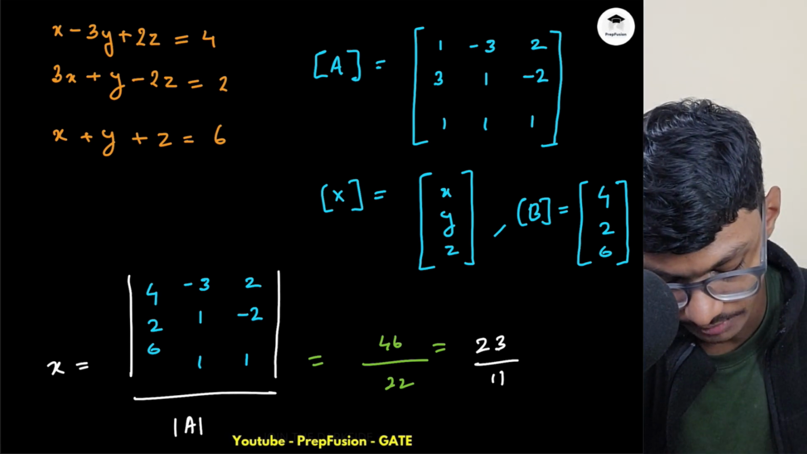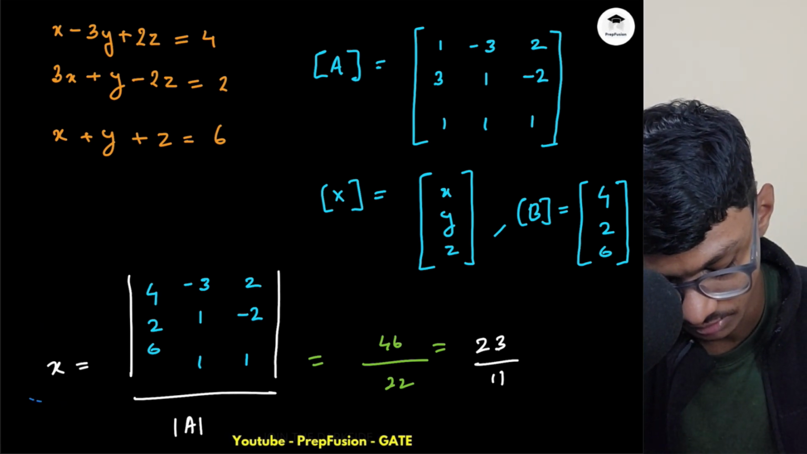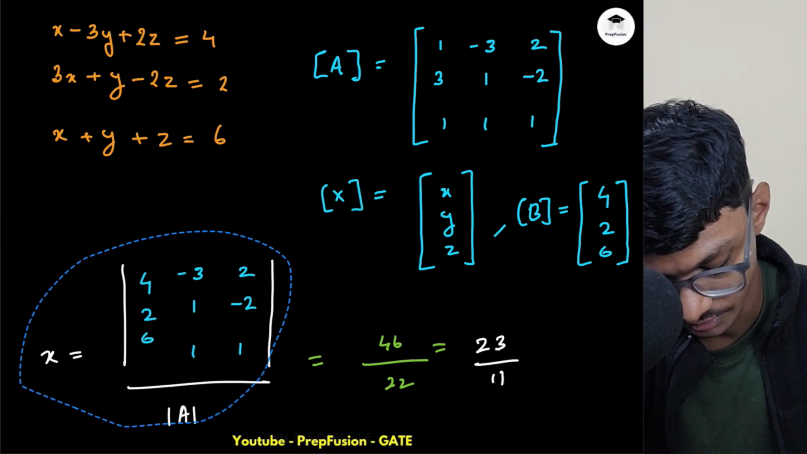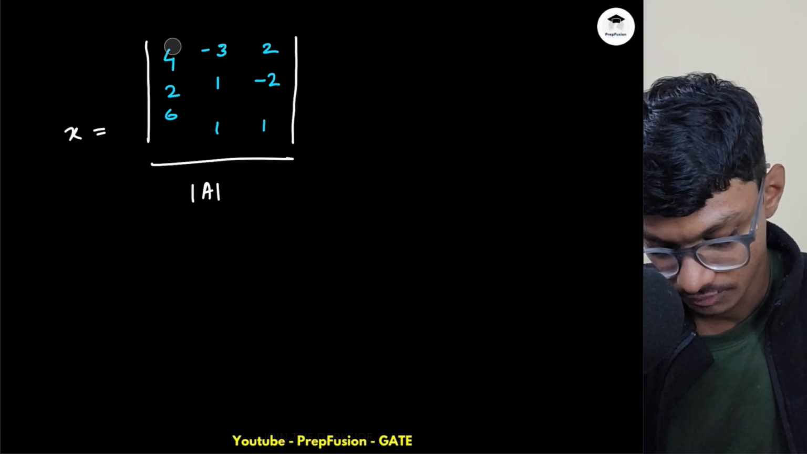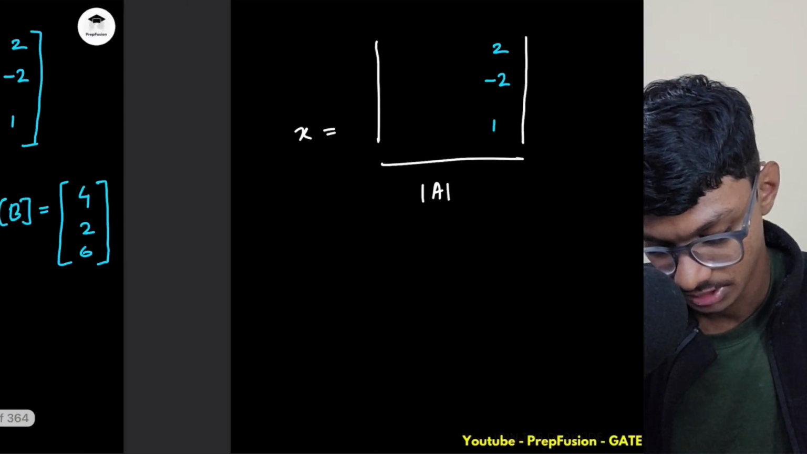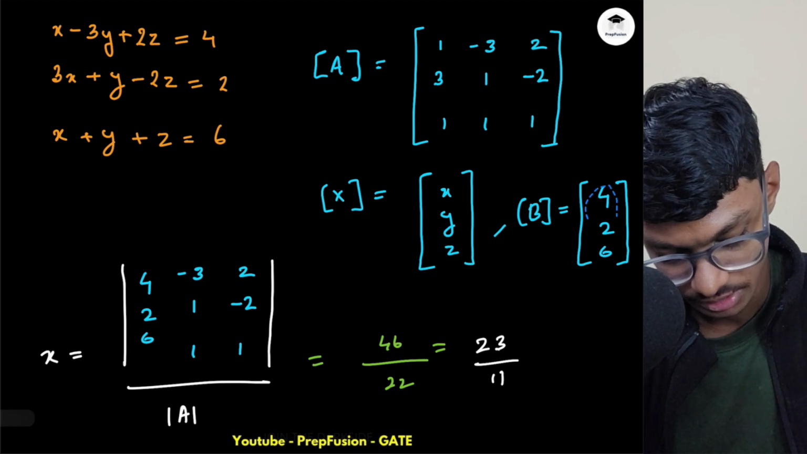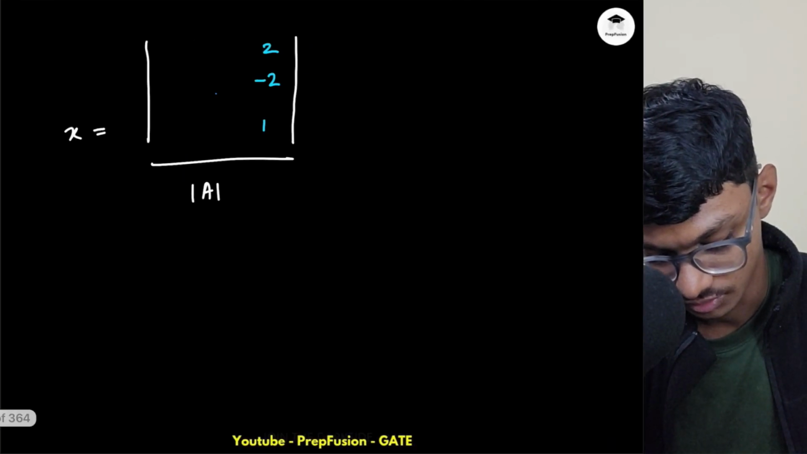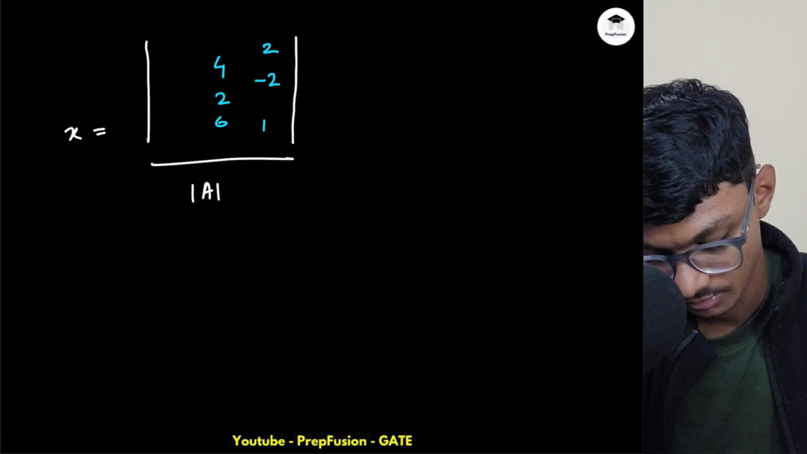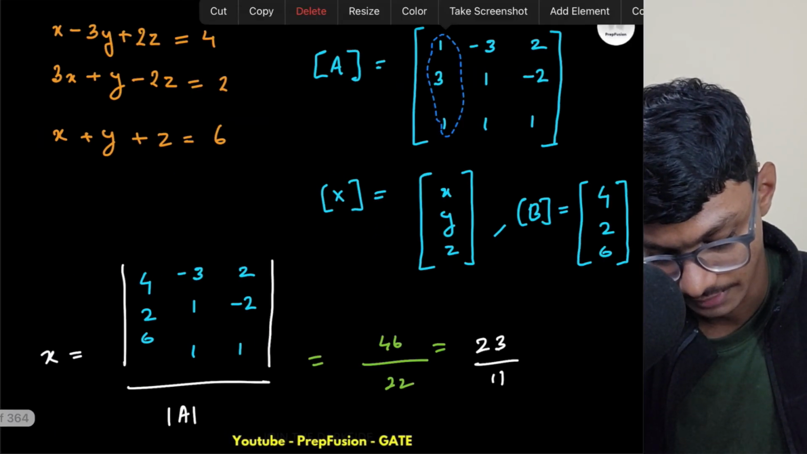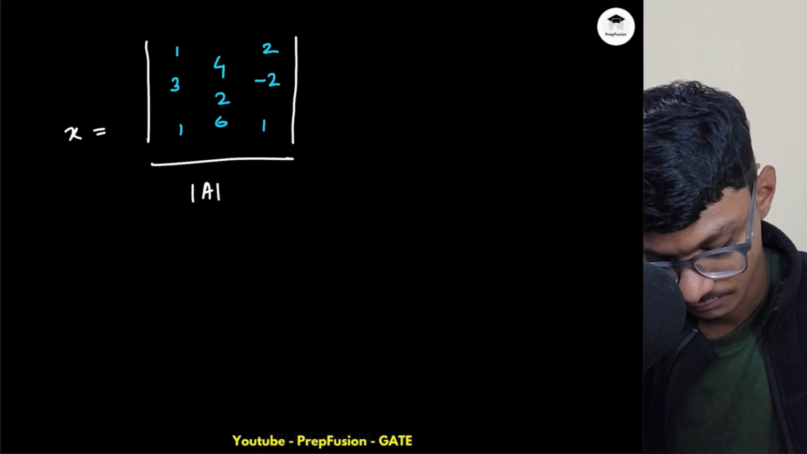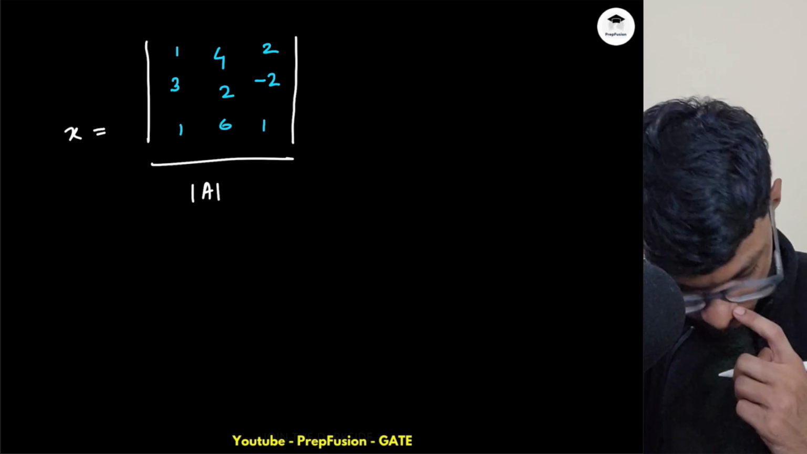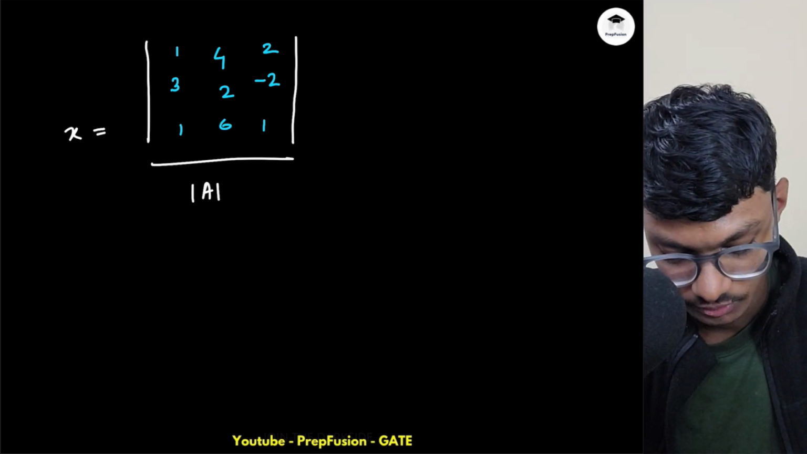So same thing, only the difference will be, this time I'll just copy this. The difference will be that instead of the first column, the second column will be copied in the dx2, right? So this is second column. Okay, and the first column is this. Okay, so basically what will be the determinant here?